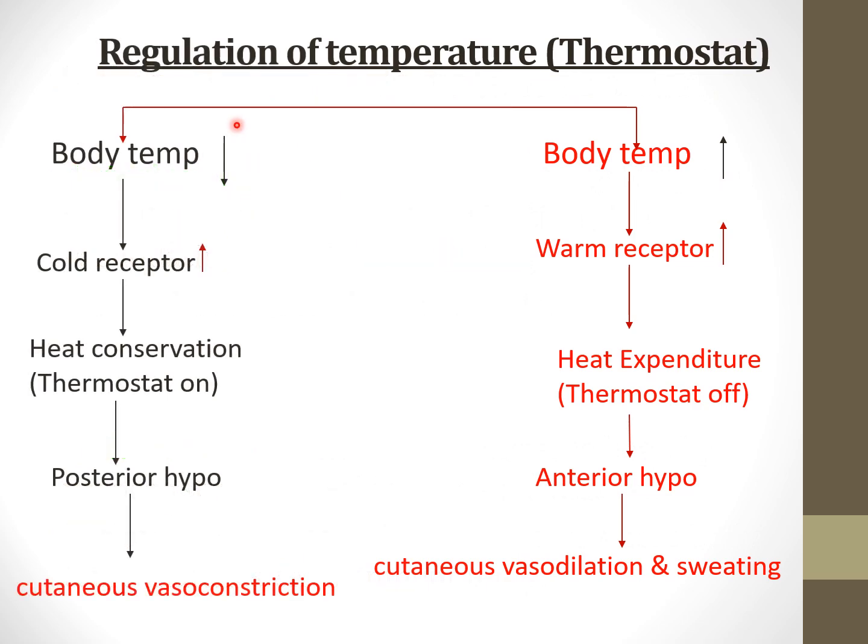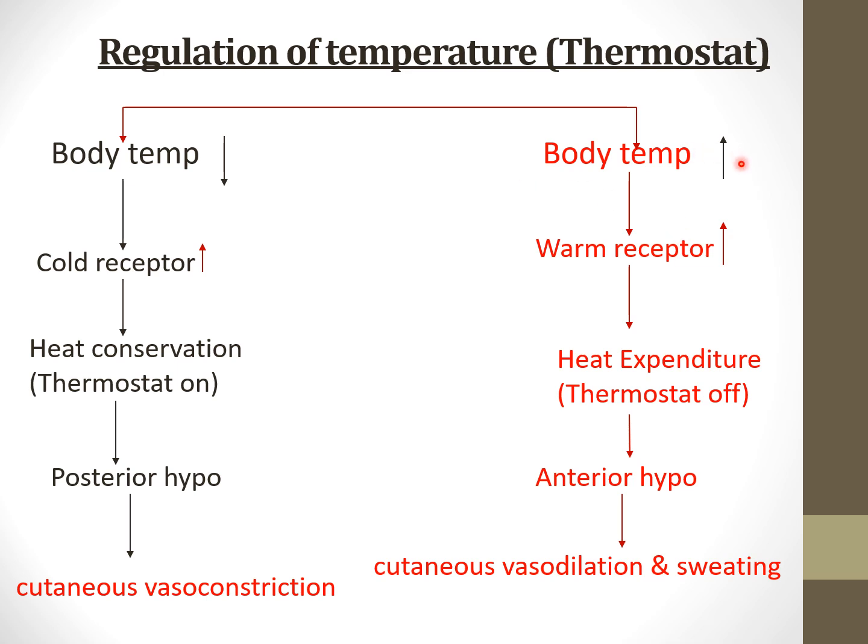So again, whenever there's a decrease in temperature, the cold receptors are stimulated, then immediately the whole body will go for heat conservation. How is the heat conservation happening? So the thermostat will turn on. The hypothalamus is said to be the thermostat, and the mechanism is going to switch on, and therefore it causes the posterior hypothalamus to cause vasoconstriction. And whenever there's vasoconstriction, there is a retention of heat, and therefore the body temperature will come back to normal.